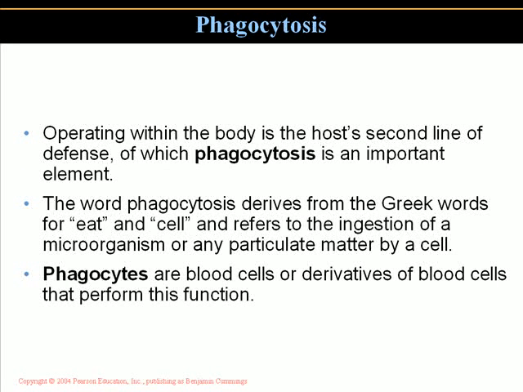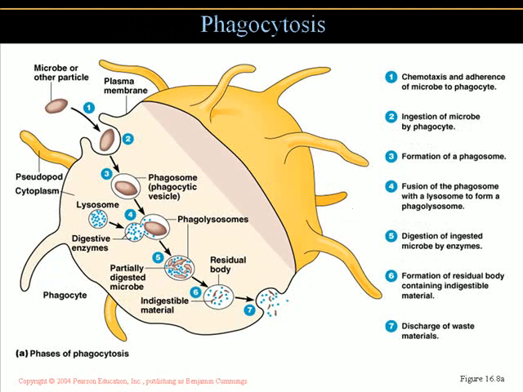Now, operating within the body, the host's second defense, phagocytosis, is an important element. Again, the word phagocytosis is derived from the Greek words for eat and cell, which refers to ingestion of microorganisms or any particulate matter by a cell. Phagocytes are blood cells or derivatives of blood cells that perform this function. In the process of phagocytosis, this illustration is taken out of your book. Again, you see the process of chemotaxis or adherence of microbes to the phagocyte. We see the ingestion of the microbe.